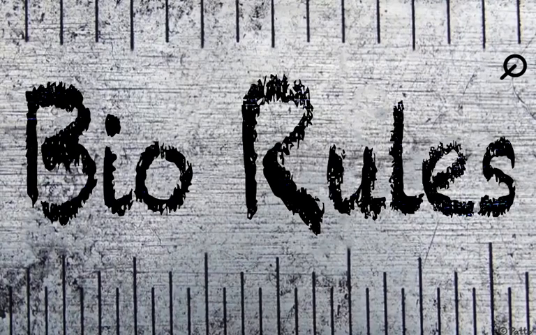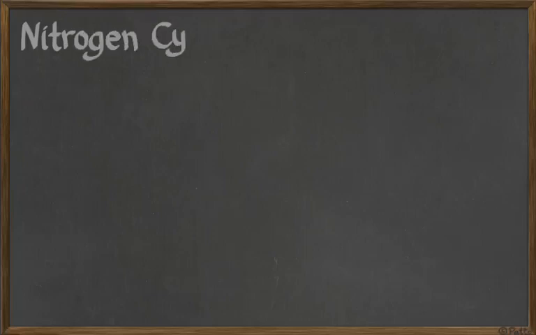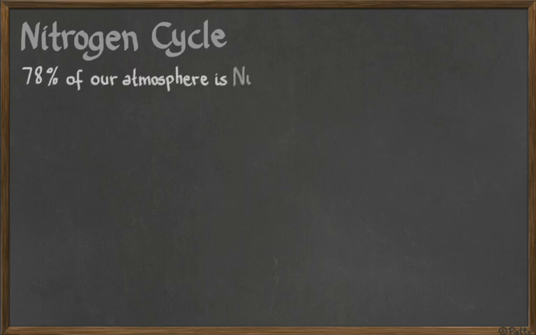Today we are going to be talking about two nutrient cycles, nitrogen and potassium. So let's first talk about nitrogen. Nitrogen is an element very abundant in our planet. 78% of our atmosphere is nitrogen gas. It's the most abundant gas in our atmosphere.